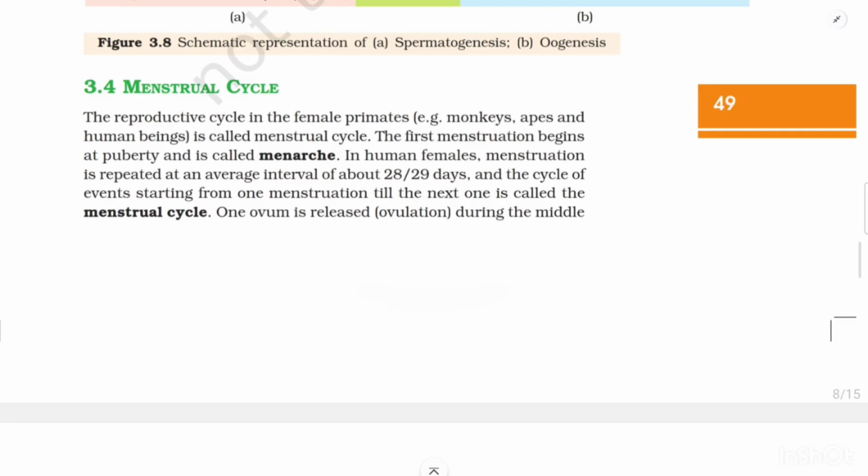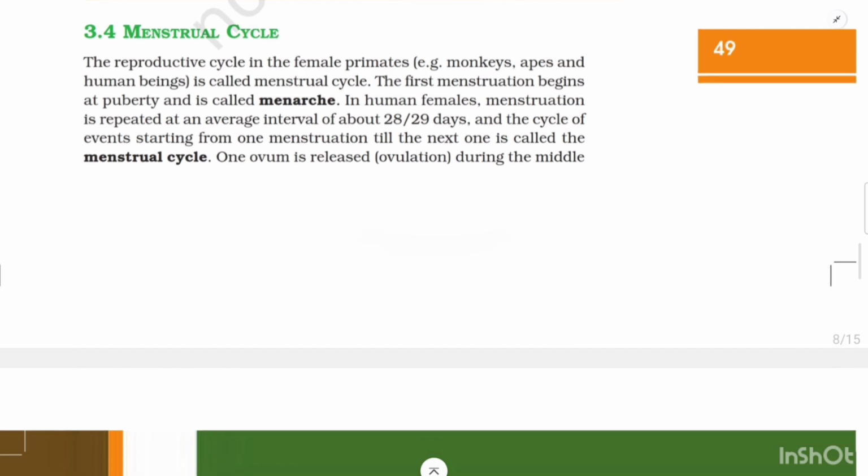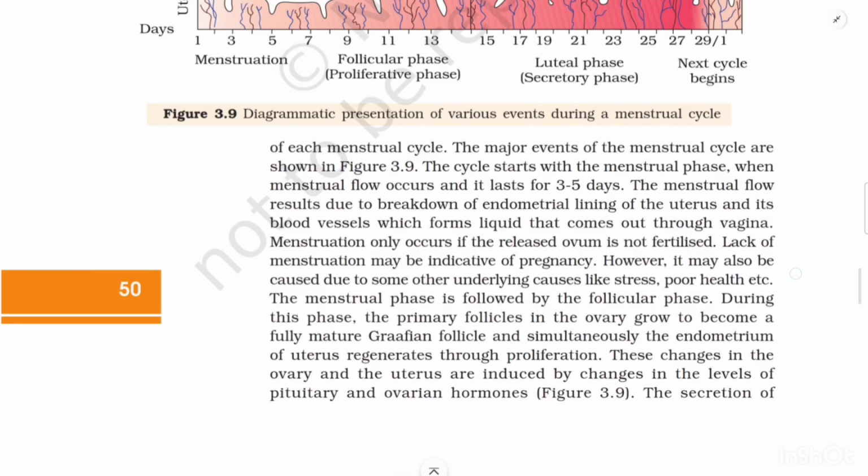3.4 Menstrual cycle. The reproductive cycle in the female primates, for example monkeys, apes, and human beings, is called menstrual cycle. The first menstruation begins at puberty and is called menarche. In human females, menstruation is repeated at an average interval of about 28 to 29 days, and the cycle of events starting from one menstruation till the next one is called the menstrual cycle. The ovum is released, that is ovulation, during the middle of each menstrual cycle. The major events of the menstrual cycle are shown in figure 3.9.